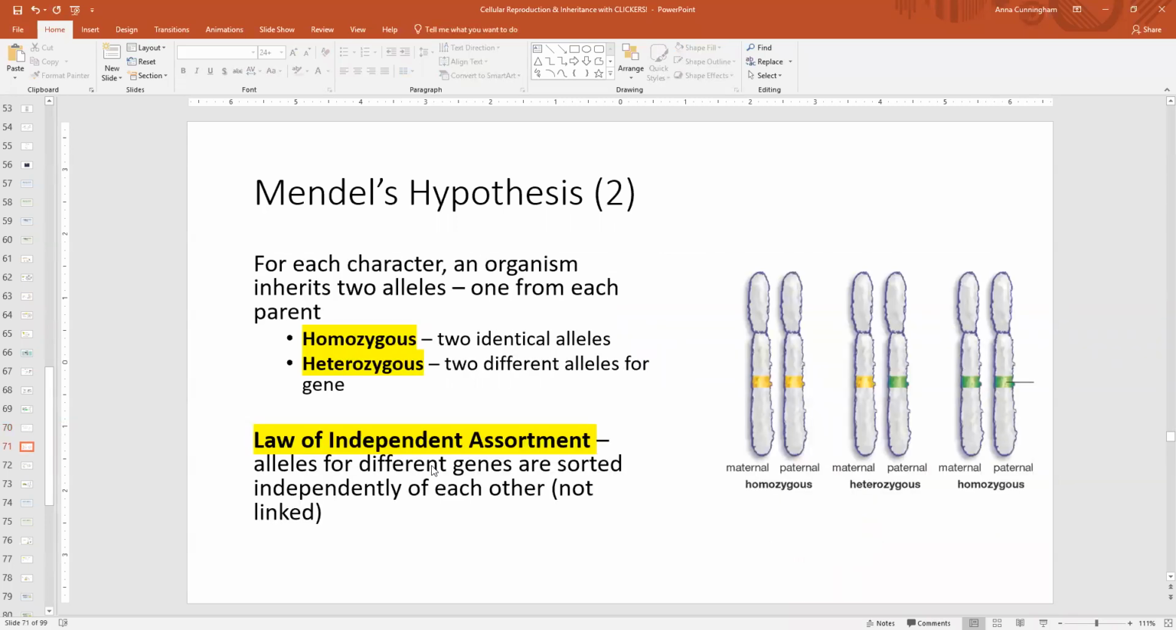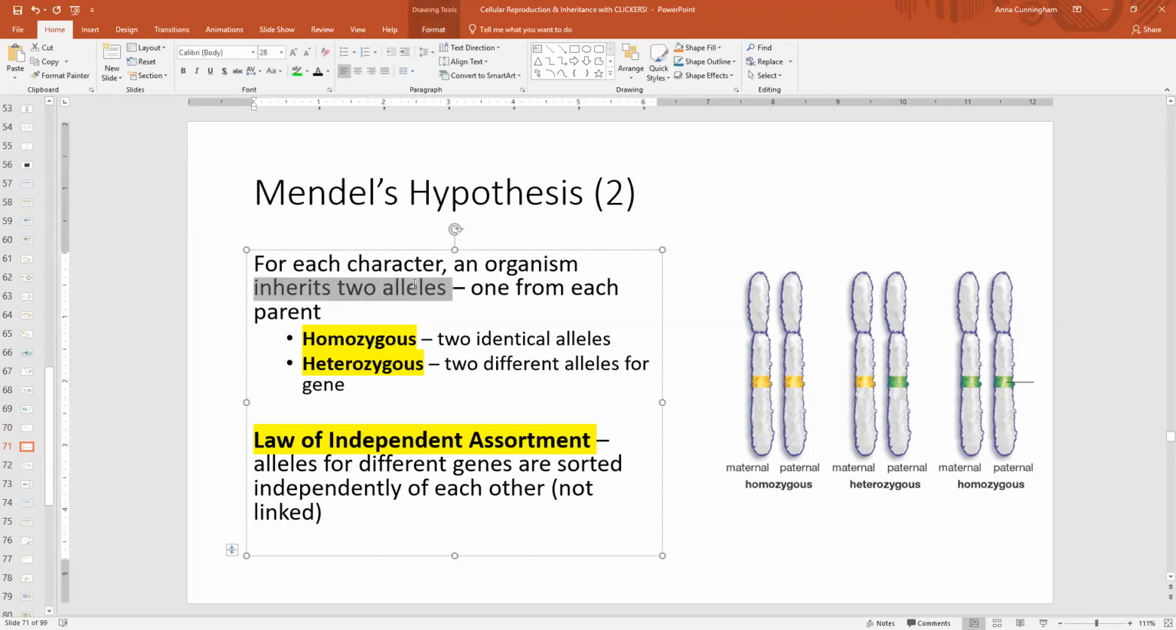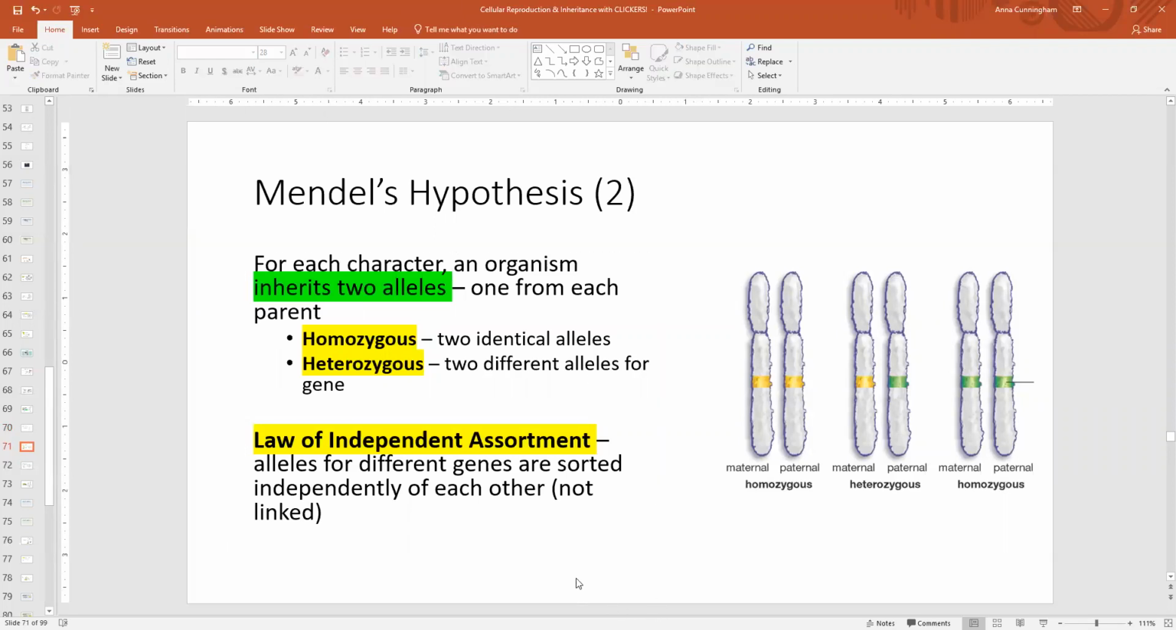His second hypothesis came through continuous breeding of these plants. What he found is that for each gene, an organism inherits 2 alleles, one from each parent. Those are on homologous chromosomes. And like we talked about, what that means is, and I'm just going to highlight that because that's the important part, every cell or every offspring would inherit 2 alleles, 1 from each parent.